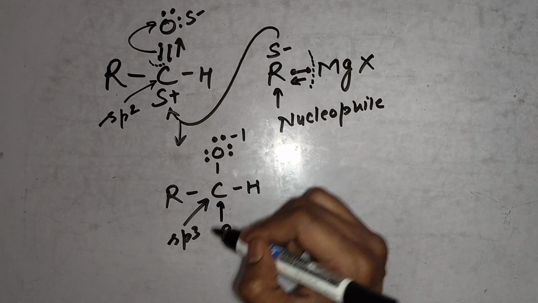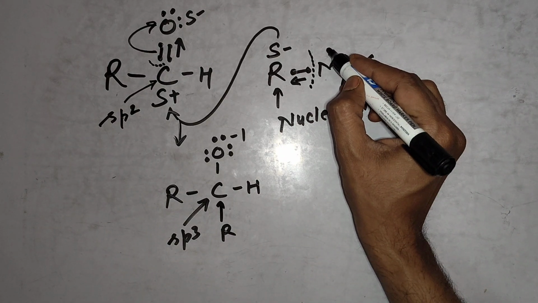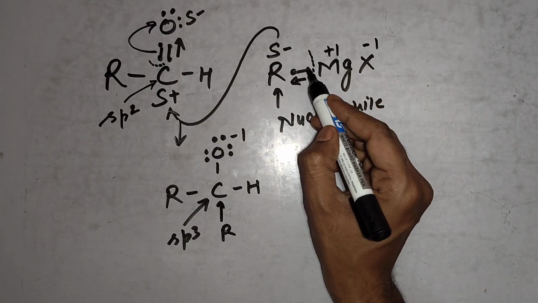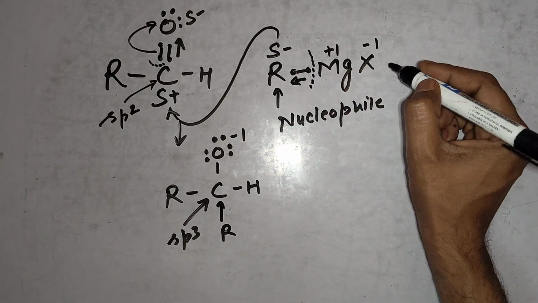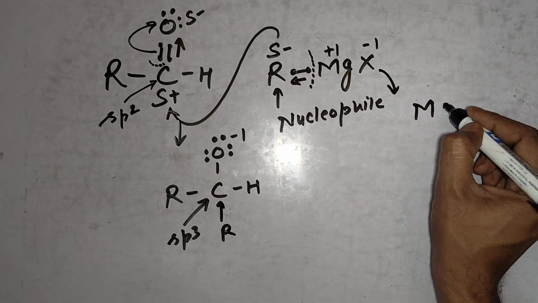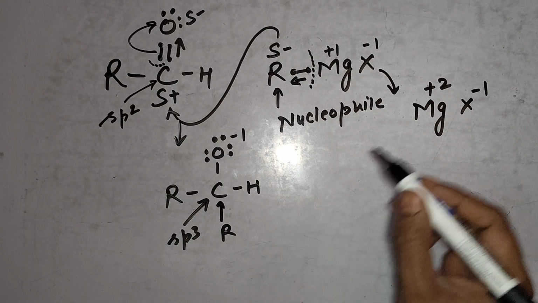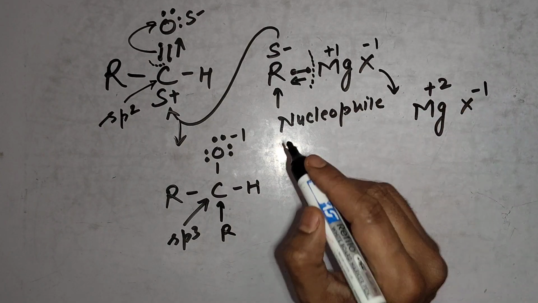What about this oxygen? It will be satisfied by this magnesium. Watch. This magnesium was carrying +1 charge, which was satisfied by the -1 charge of X. Now when one electron of magnesium goes toward carbon, magnesium will be released as Mg +2. X is negative, and +2 cannot be satisfied by -1, so it requires one more -1 charge.